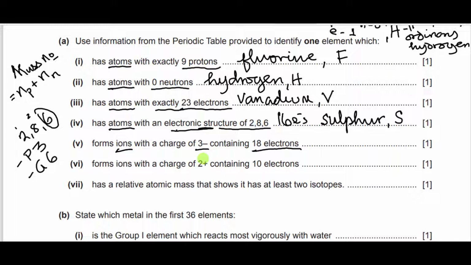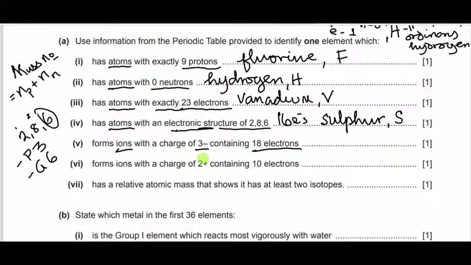Now, but for us to locate that element on the periodic table, we need to know its atomic number. And the atomic number of an element does not change. In other words, the number of protons does not change, but it is the number of electrons that normally changes, right?